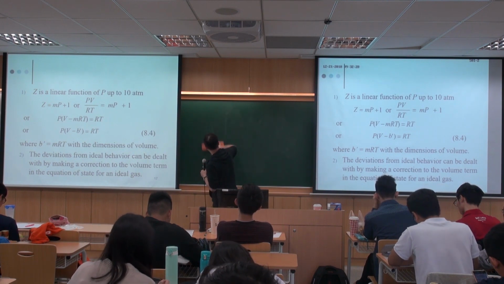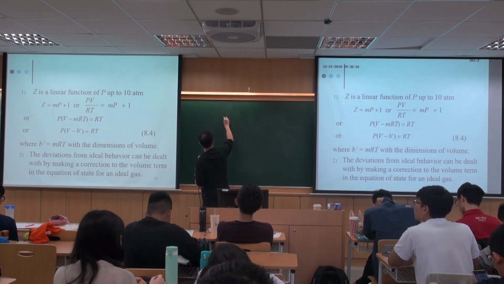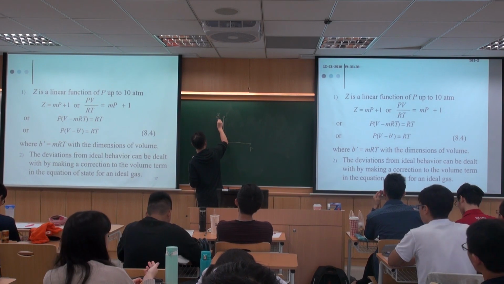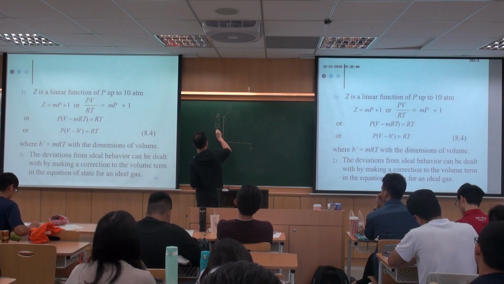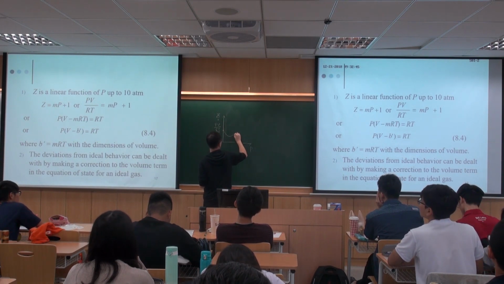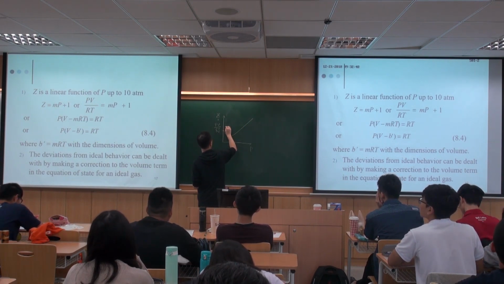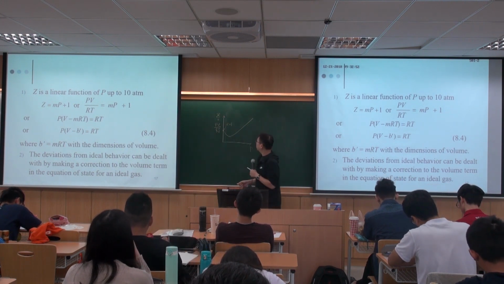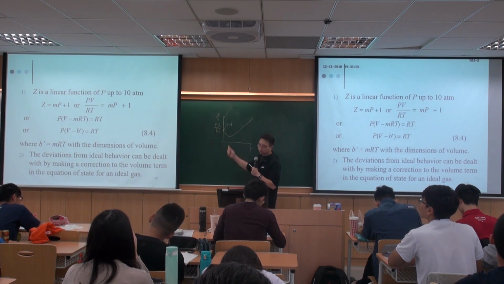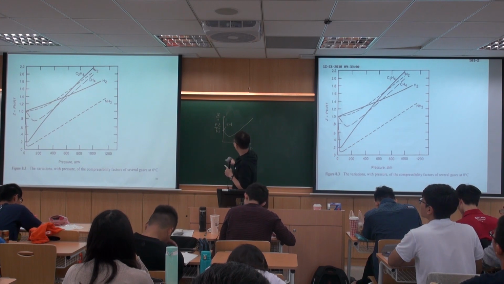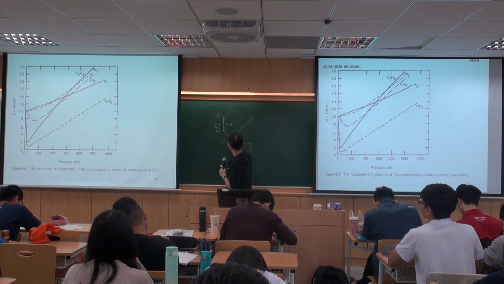To simplify it, so this is pressure, and this is Z. And Z is PV over RT. And typically, we'll start from 1. We start to see this kind of behavior. So this is Z equals 1. And typically, if you look at the previous real data, this is less than 100 atm. So let's say this is, say, 50.